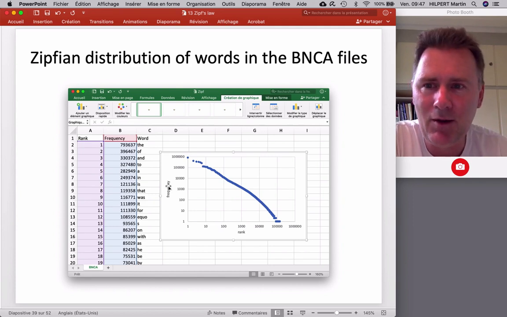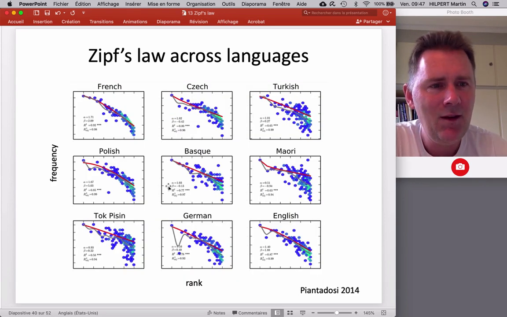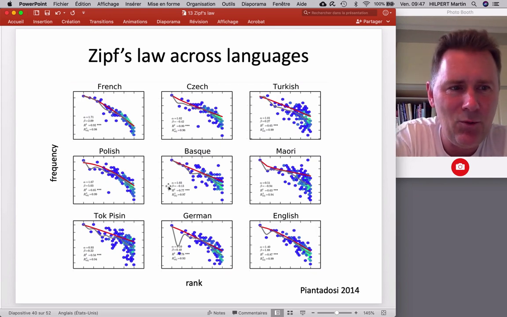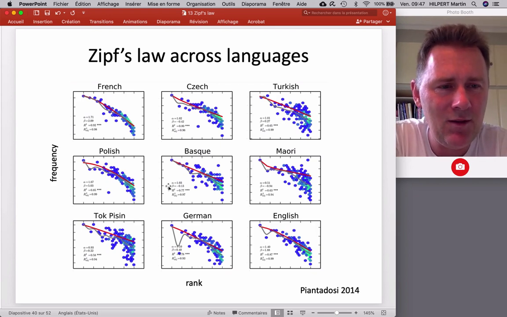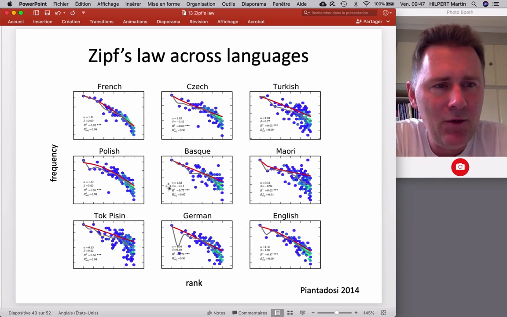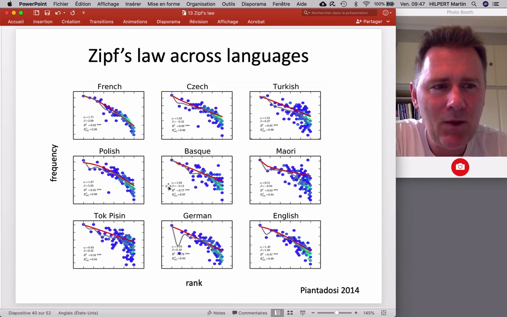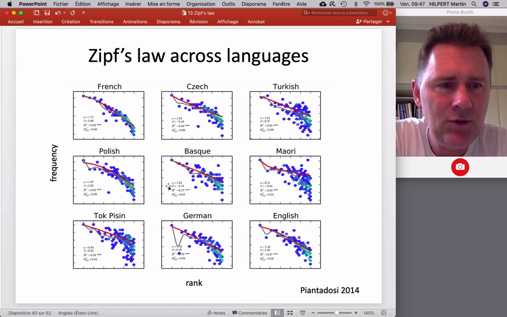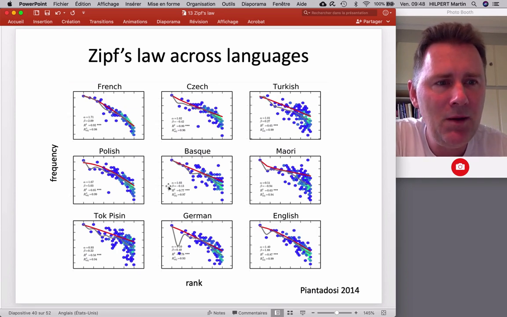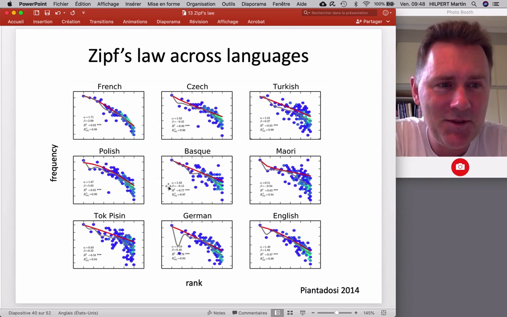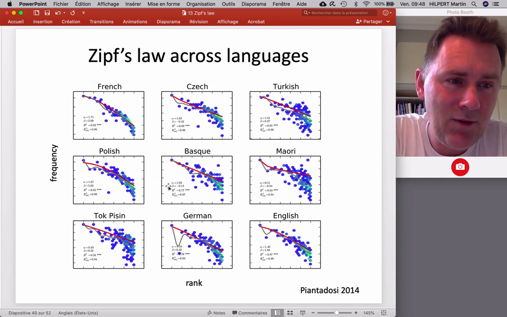Okay, so great, we found Zipfian distributions of words in the BNCA files. And of course you might say, well, it's just one corpus. How can we be sure that this is really a general law and not just a coincidence of something that happens in Wikipedia and the BNCA files? Well, there's lots of research out there showing that it's not only certain texts of English, but Zipf's law is something that applies across many, many, in fact, all languages that we have in the world, at least those that have been looked at.